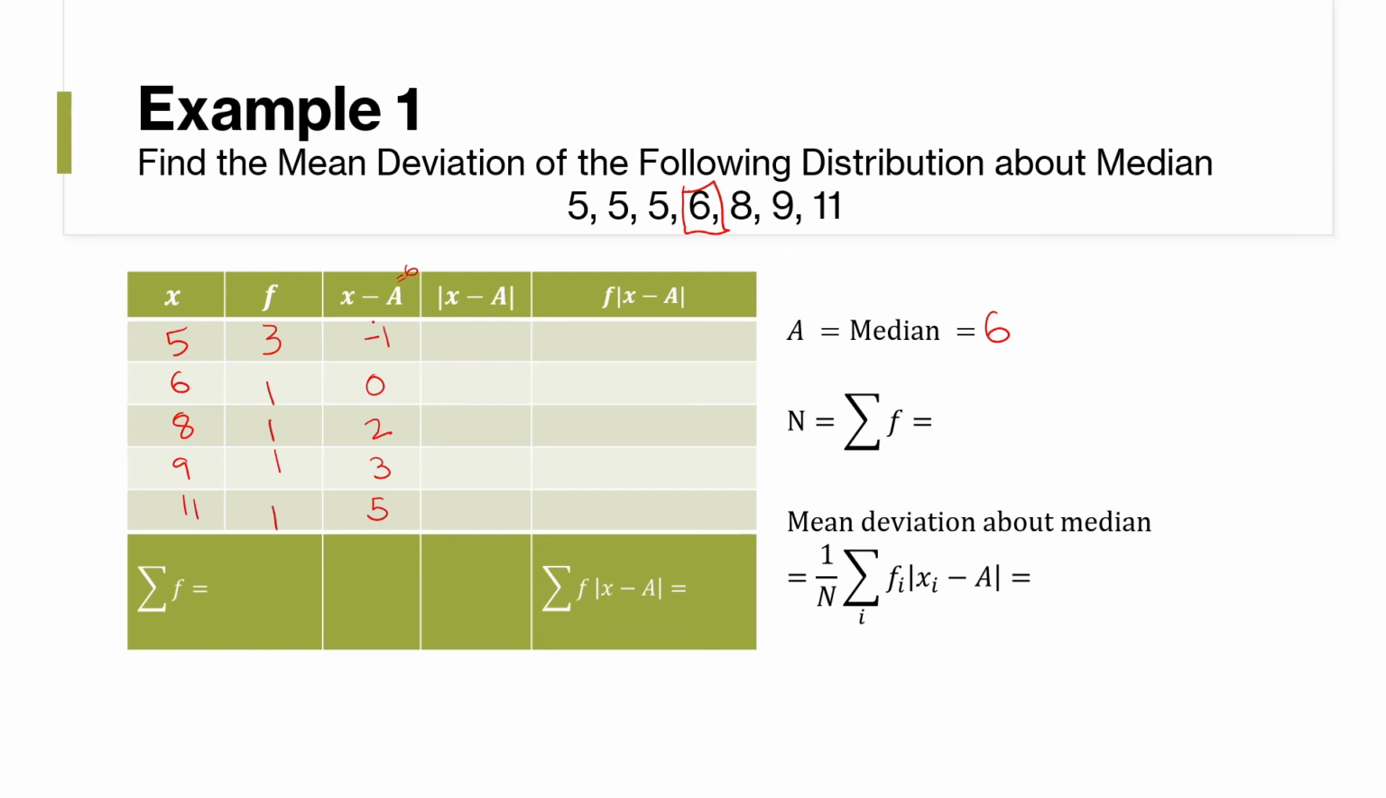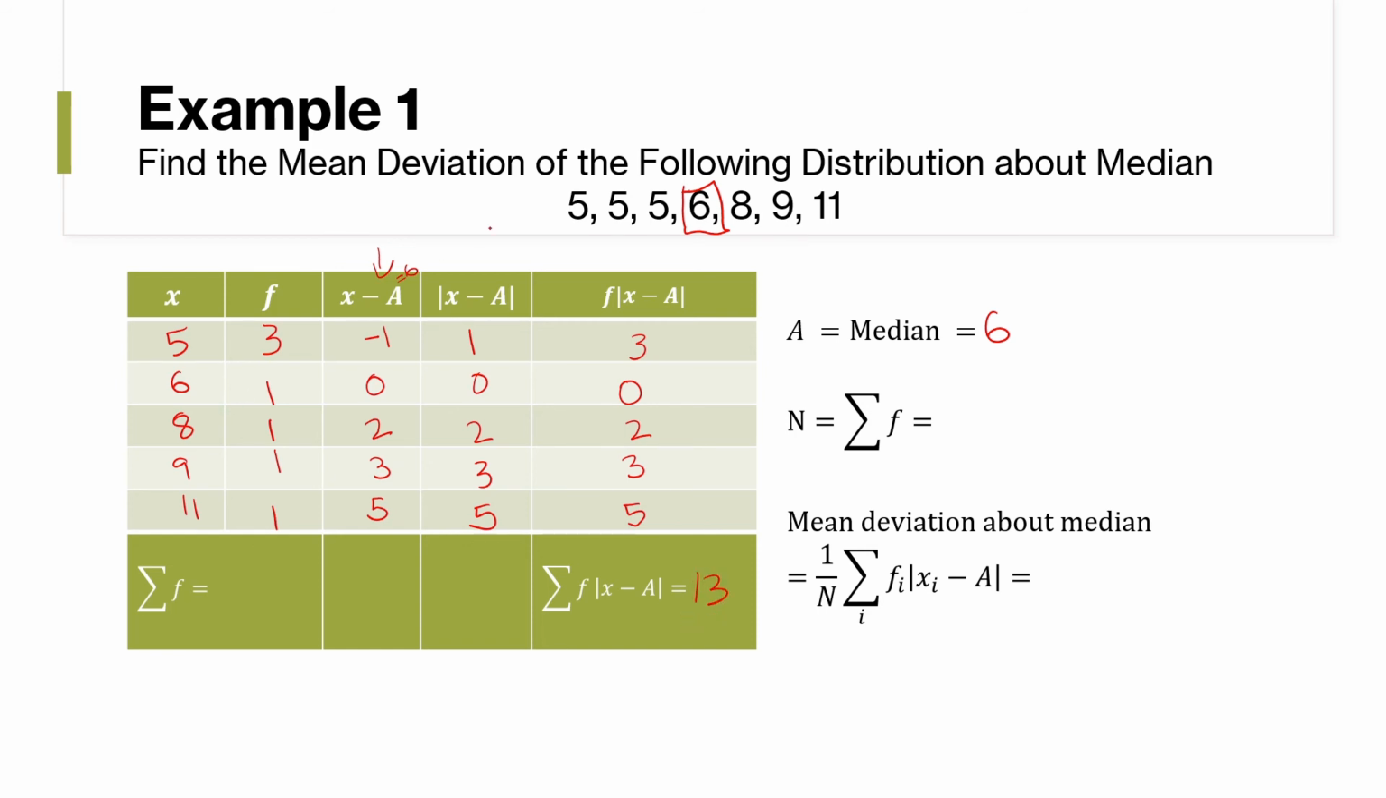Absolute value of this column is 1, 0, 2, 3, 5. Again, frequency into absolute value is 3 into 1, 3, 1 into 0, 0, 1 into 2 is 2, 1 into 3 is 3, 1 into 5 is 5. Adding the last column, we have 3 plus 2, 5, 5 plus 3, 8, 8 plus 5, 13.